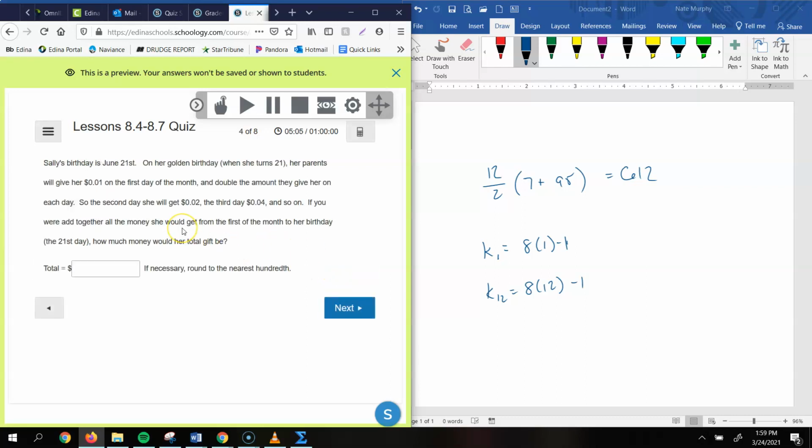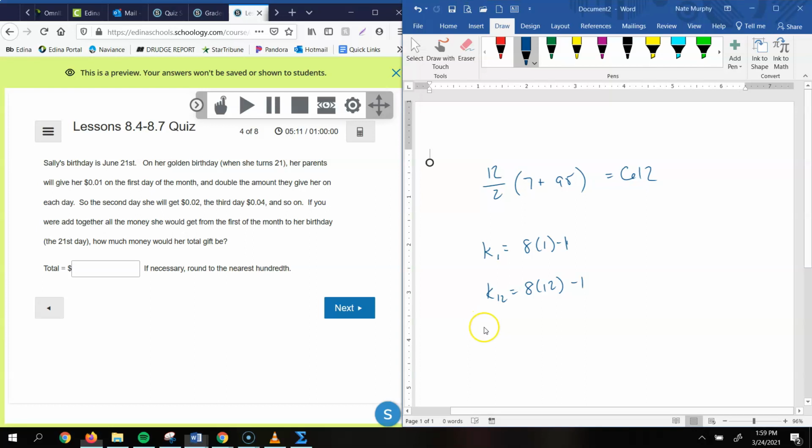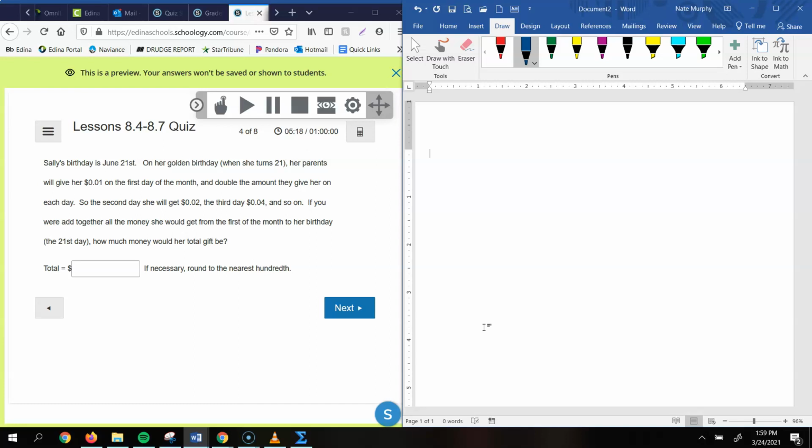Okay, so this one is number 4. It says Sally's birthday is June 21st. On her golden birthday, when she turns 21, her parents will give her 1 cent on the first day of the month and double the amount they give her on each day. So the second day she'll get 2 cents, the third day 4 cents, and so on. If you were to add together all the money she would get from the first of the month to her birthday, the 21st day of the month, how much money would her total gift be?